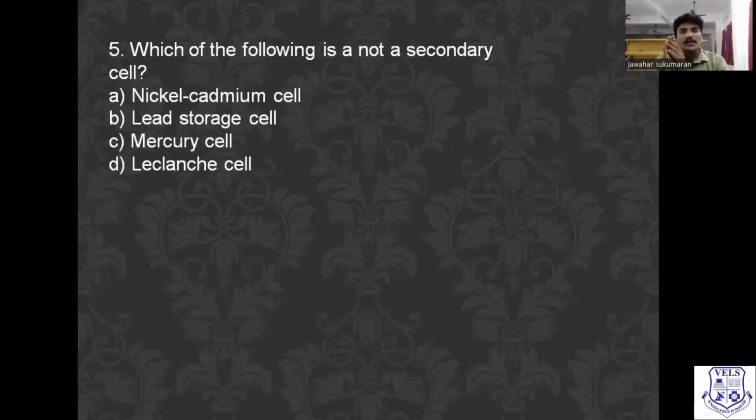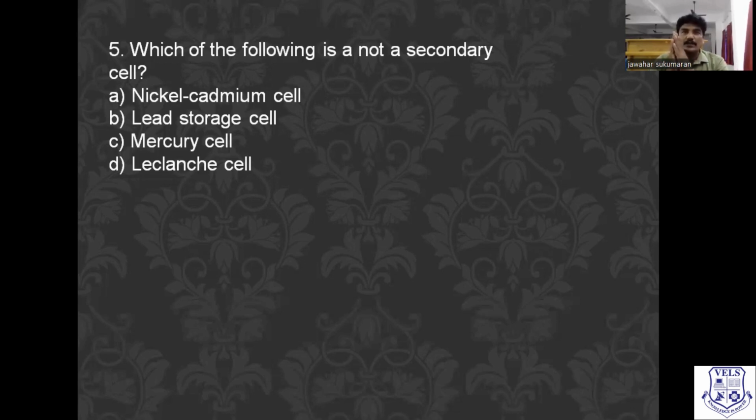Which of the following is not a secondary cell? See here, very easy. D is the correct answer, the Leclanché cell. Which of the following is not a secondary cell? A. Nickel cadmium cell. B. Lead storage cell. C. Mercury cell. D. Leclanché cell. A secondary battery is one which can be charged, discharged into a load and recharged many times.